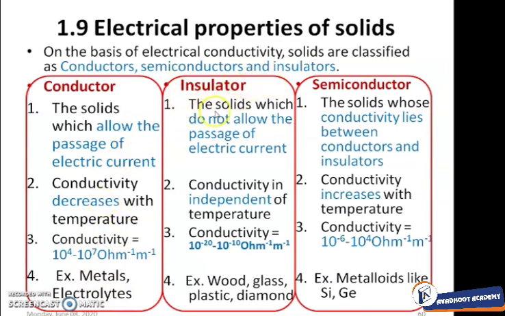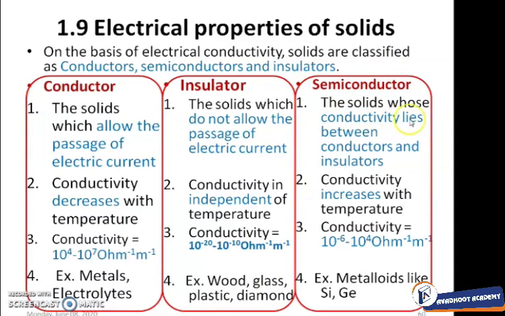Now another type is insulators. What are insulators? The solids which do not allow the passage of electric current are called insulators. The conductivity of an insulator ranges from 10 raised to minus 20 to 10 raised to minus 10 per ohm per meter. An important thing is that the conductivity of an insulator is independent of temperature, and the examples are wood, glass, plastic and diamond.